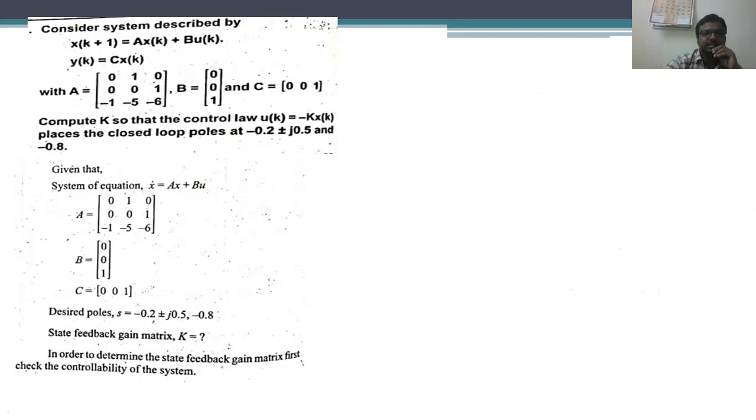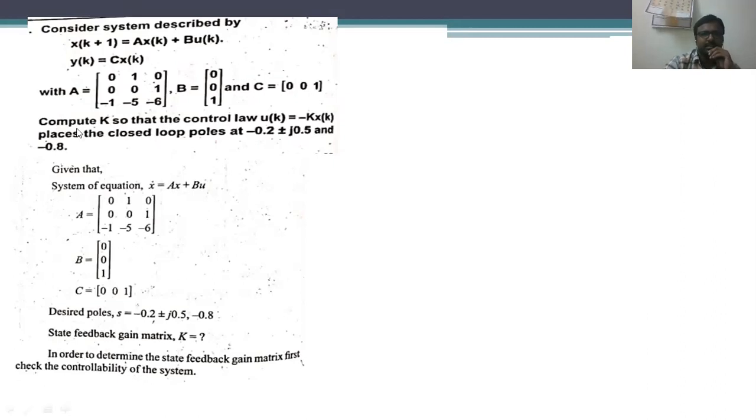Consider a system which is described by state equations, and he has mentioned the matrices itself. There is no need for computing all this. He has given the matrices directly, and it is a 3 by 3 matrix. That means the K matrix consists of three elements K1, K2, and K3. These three elements are to be there in the state feedback matrix K. Why? Because the order of the matrix A is 3.